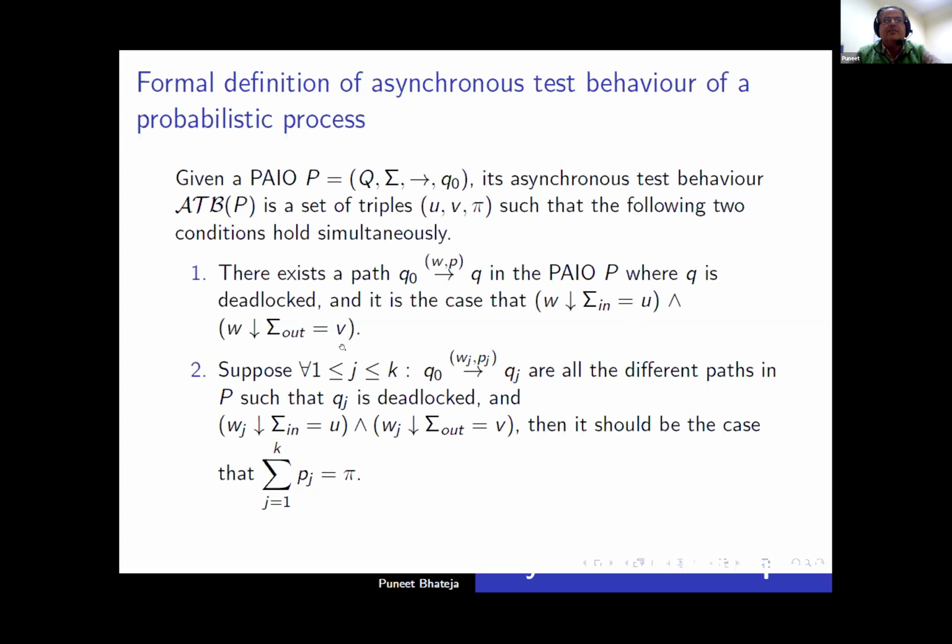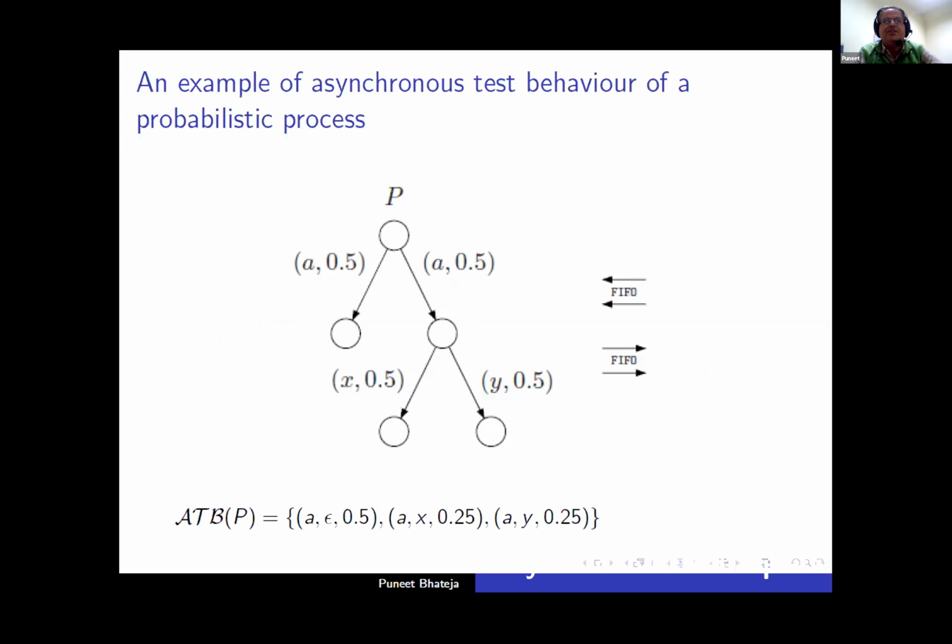And the second condition says that if there are multiple such paths from Q0 to states Qj, then all those paths should be such that Qj is deadlocked, and Wj when projected onto the input should be equal to U, and Wj when projected onto the output alphabet should be equal to V. And the sum of all the probabilities should come out to be phi. So this is the formal definition. And the one that I stated on the previous slide is an informal definition with an example.